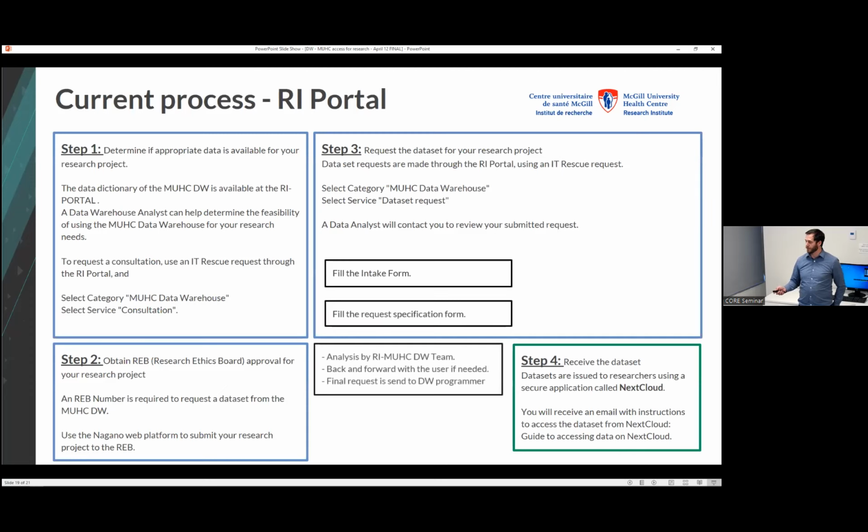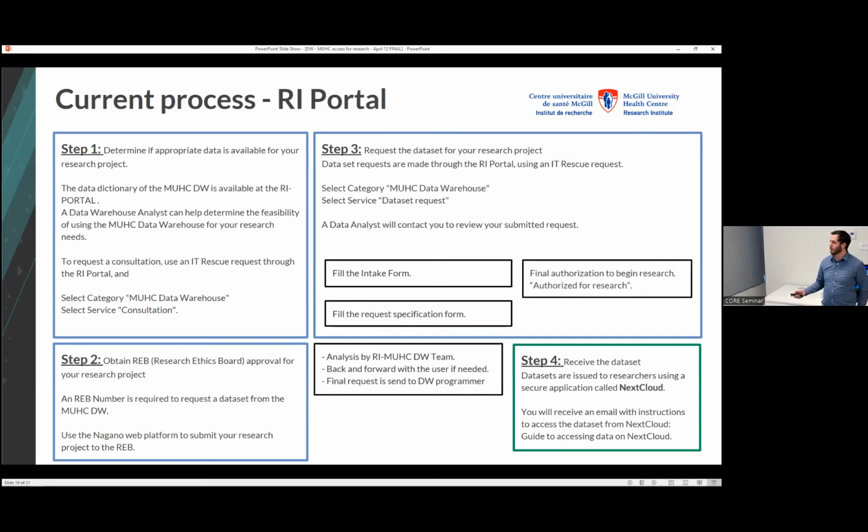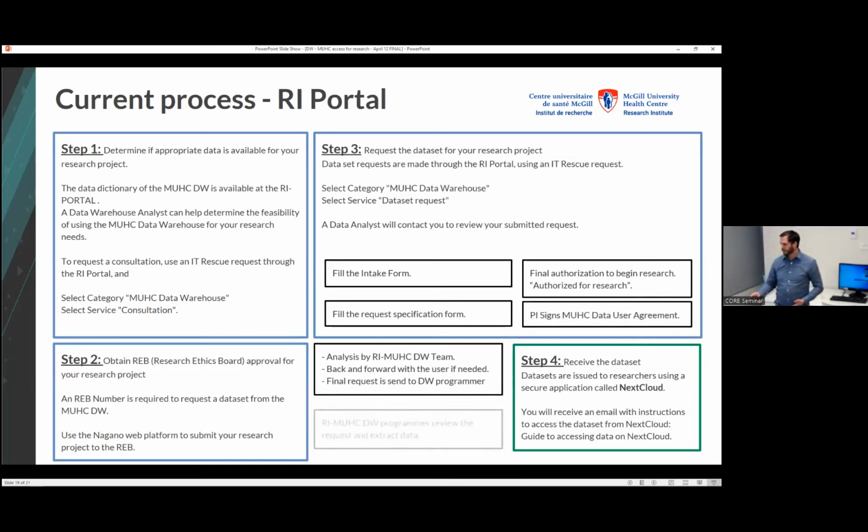So basically, the analyst team is going to go back and forth with the researchers, trying to agree that the data is available at the data warehouse before doing the extraction. A final request is sent to the data warehouse programmer, the person doing the query to the database. A final authorization to begin the research, if it's authorized by the REB approval, so we can move forward. And the programmer reviews the request and extracts the data, and then gives it using Nextcloud. I think they have two ways to give the data, if it's anonymized and if it's not, a more secure or less secure way.